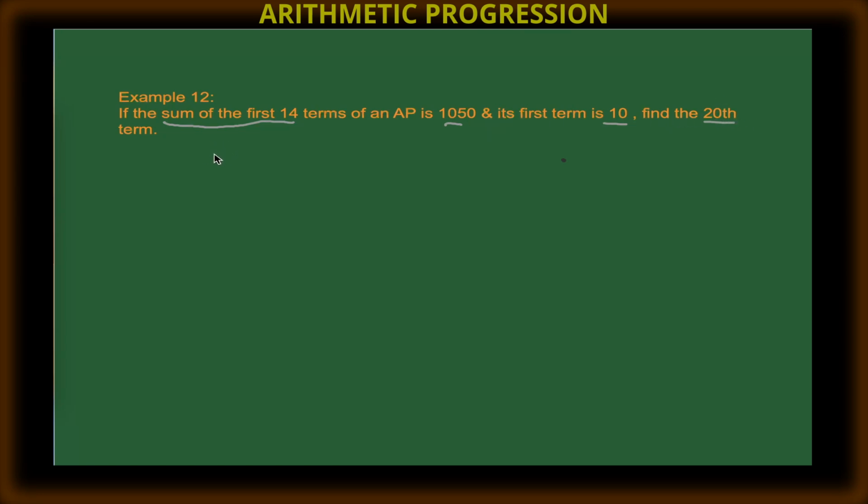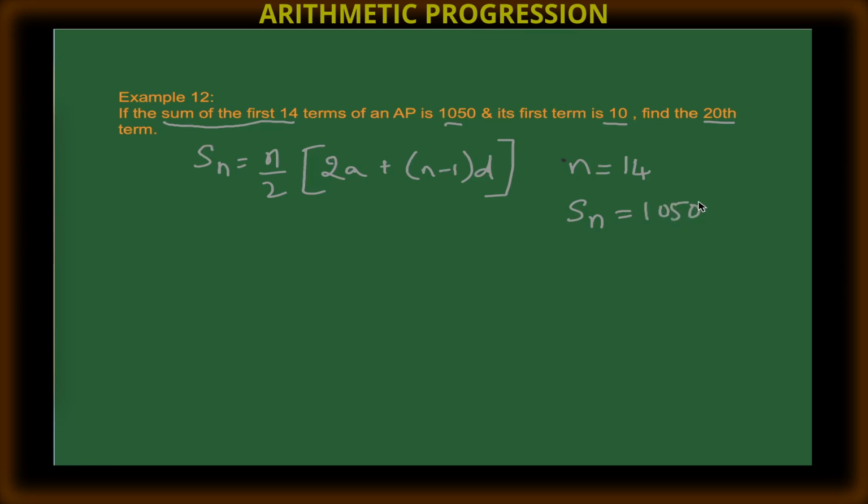So we know when we are dealing with the sum, we have a formula called Sn is equal to n by 2 whole bracket 2a plus n minus 1 into d. So in this, what are the variables we know? Do we know n? Yes, we know n. n is 14. Do we know Sn? Yes, the sum is given, 1050. Do we know A? Yes, A is given. A is equal to 10, the first term.